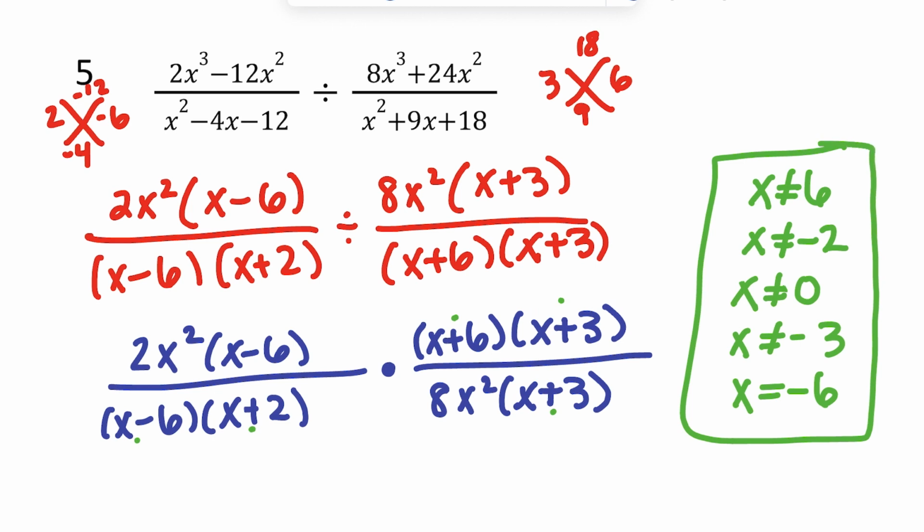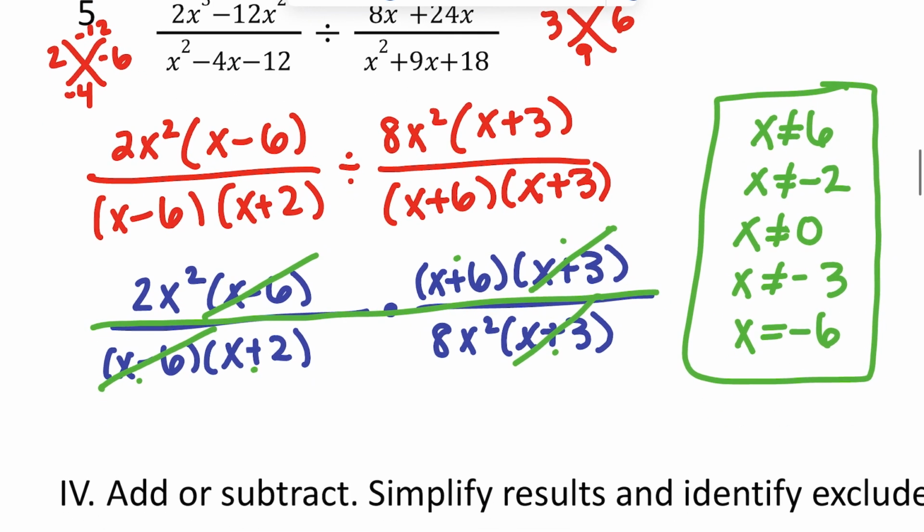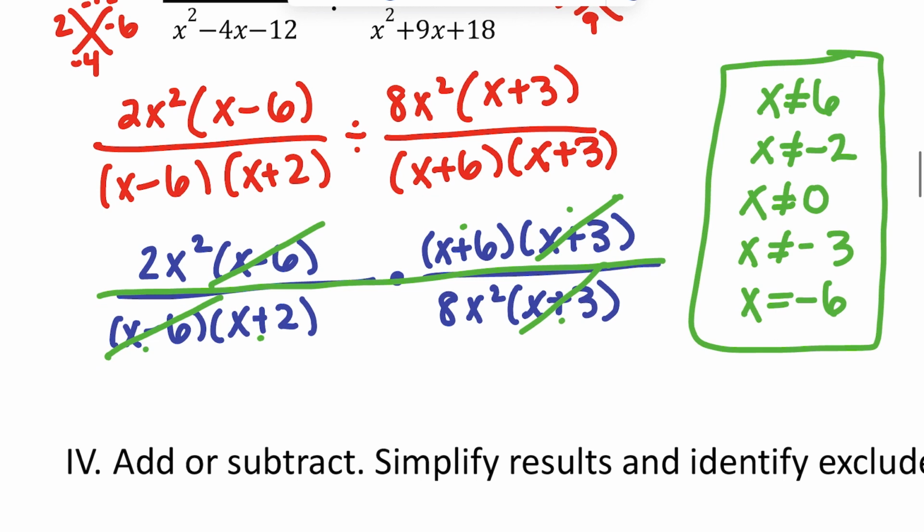Now we're ready to smush our fractions together and simplify. I see an x plus 3 in both the numerator and denominator. Those will cancel. I also see an x minus 6 in both. Those will cancel. And then I see I've got 2x squared and 8x squared. So first, the x squareds are going to cancel.